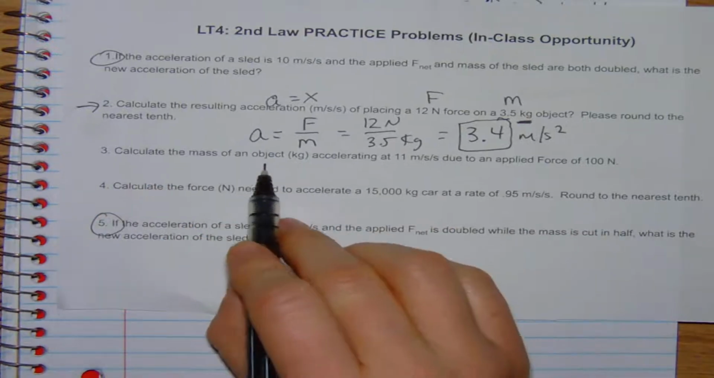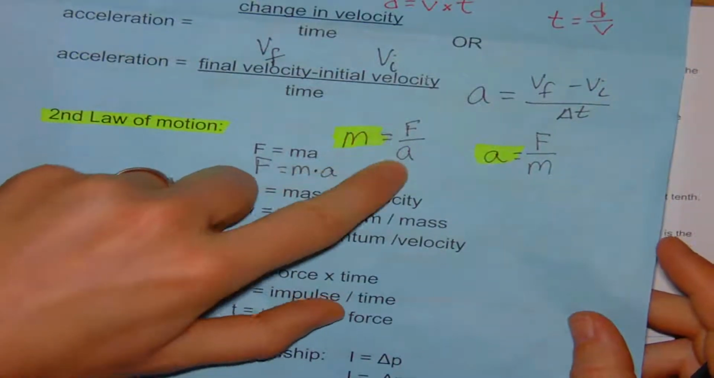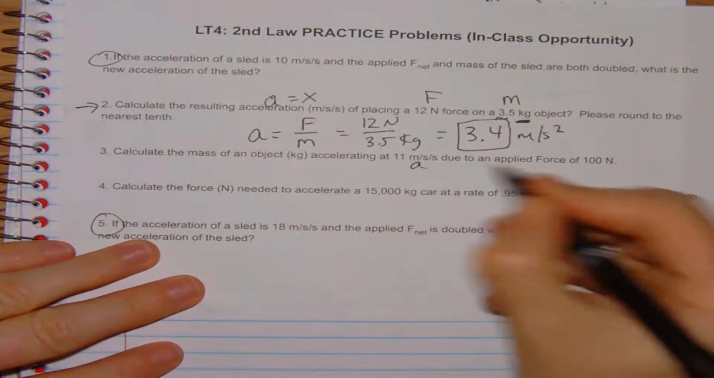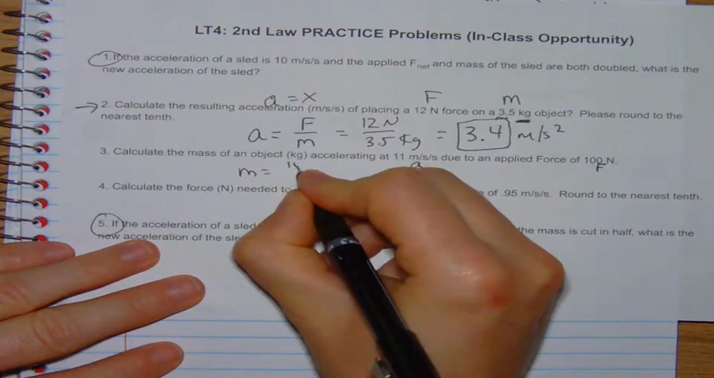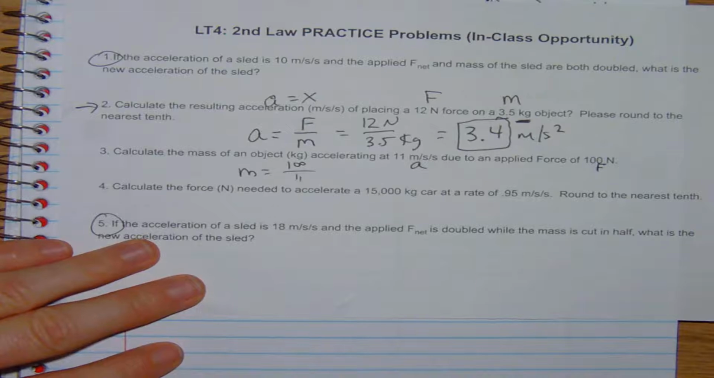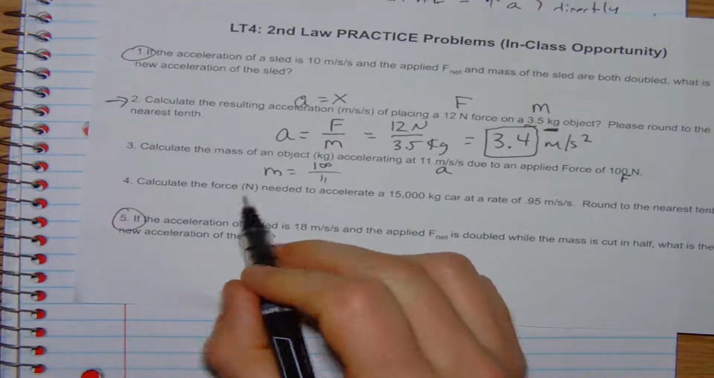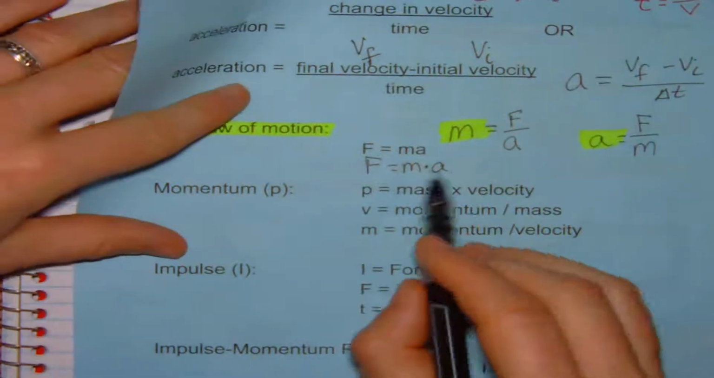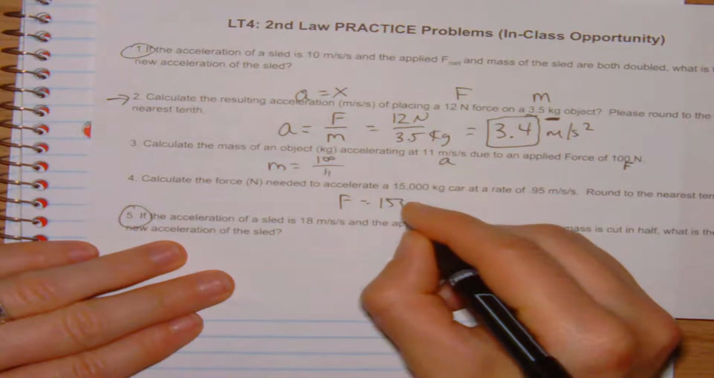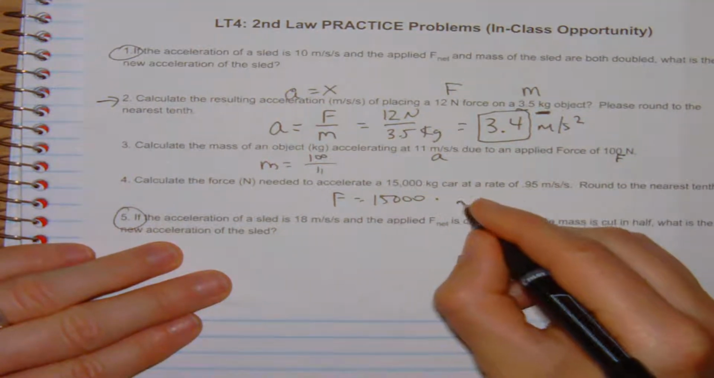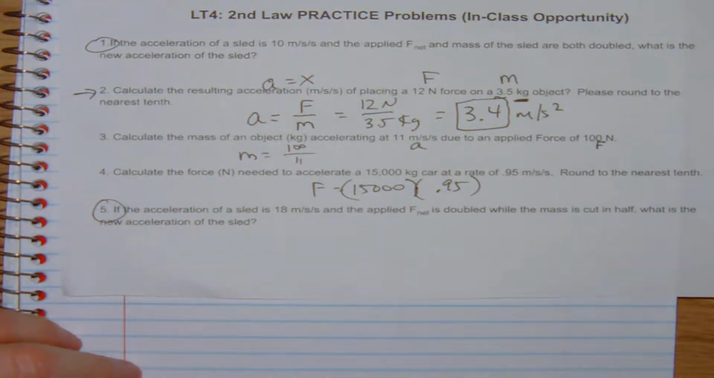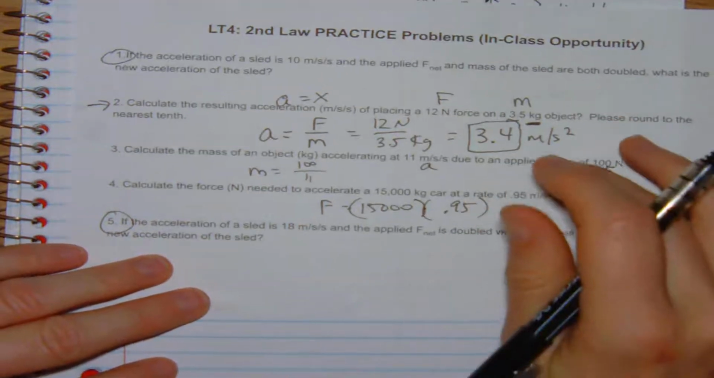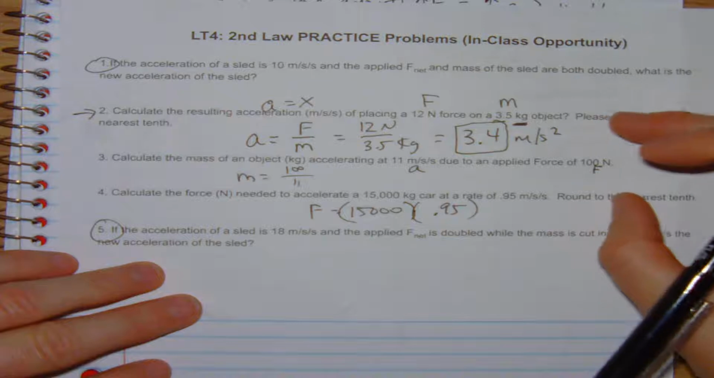For mass, I'm not going to do number 3, but it's right here. You would just take the force divided by the acceleration. So here's the acceleration, here's the force. Okay, so the mass would be 100 divided by 11. You can type that in, see what you would get. For number 4, same idea, except now we want force. So it's mass multiplied by acceleration. So you're just going to take the 15,000, multiply it by 0.95. I better put them in parentheses. Okay, so you multiply those together and get a relatively big number. All right. So these ones are pretty straightforward. You just need to talk to me in class if any of those lose you.